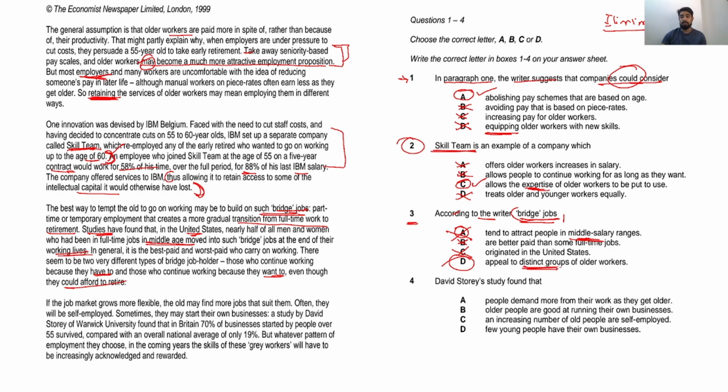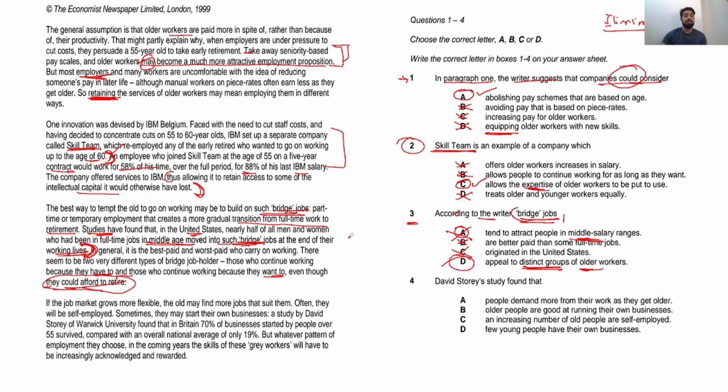Yeah, distinct group. Which type of distinct group? One they have said is nearly half of men and women who have been in full-time jobs in the middle age moved into such bridge jobs at the end of their working lives, during their time of retirement. Appeal to a distinct group of older workers, correct? And one more thing they have said here: those who continue working because they have to, and those who continue working because they want to, even though they could afford to retire.